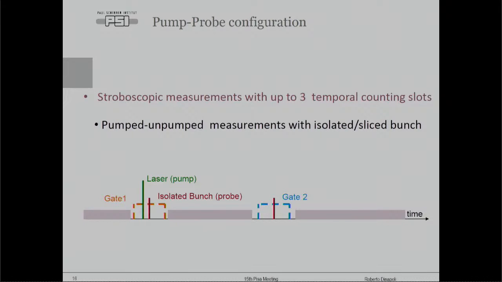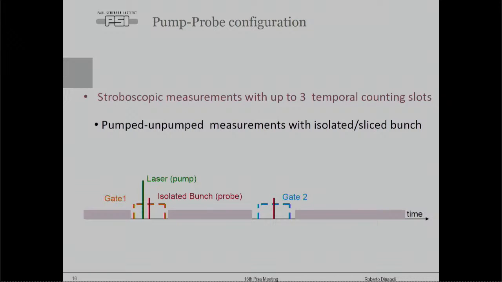So first, you can do spectroscopic measurements up to 3 temporal counting slots. And then you can do pumped and unpumped measurements with an isolated bunch. And the idea is the following. This is how the photons arrive in time to your detector.